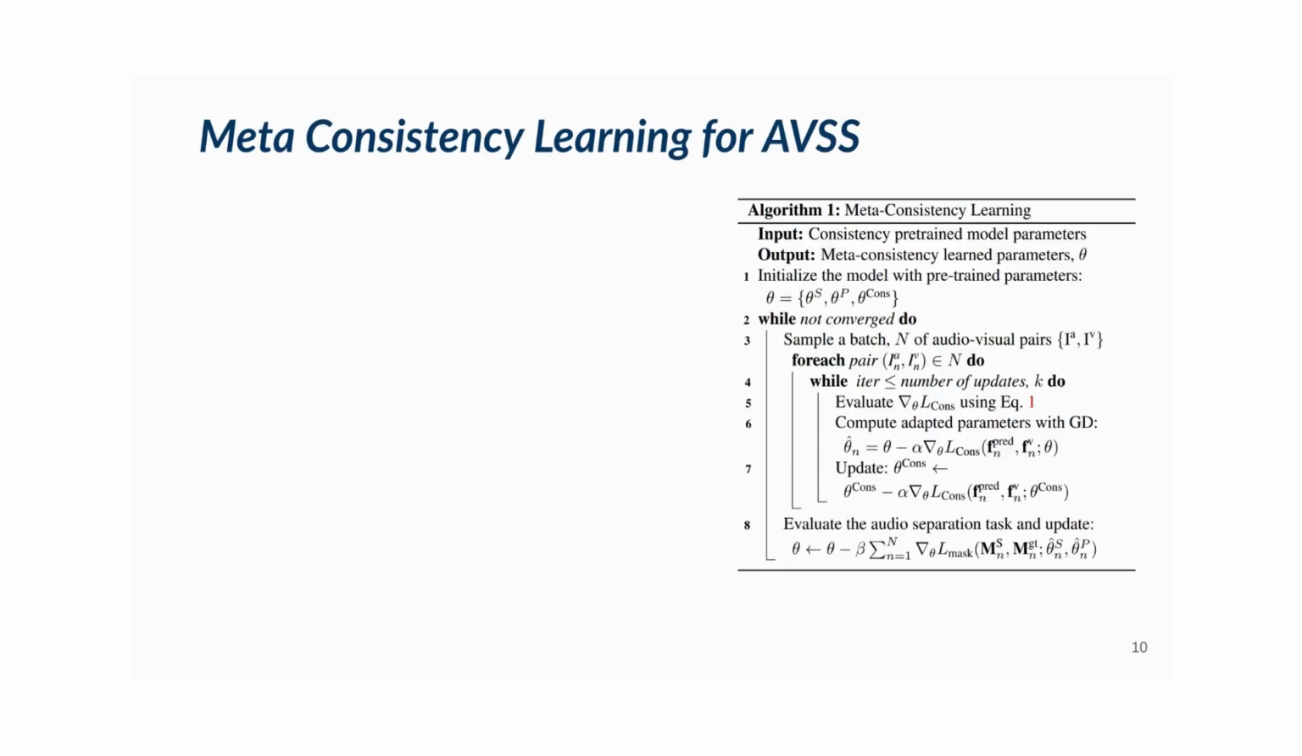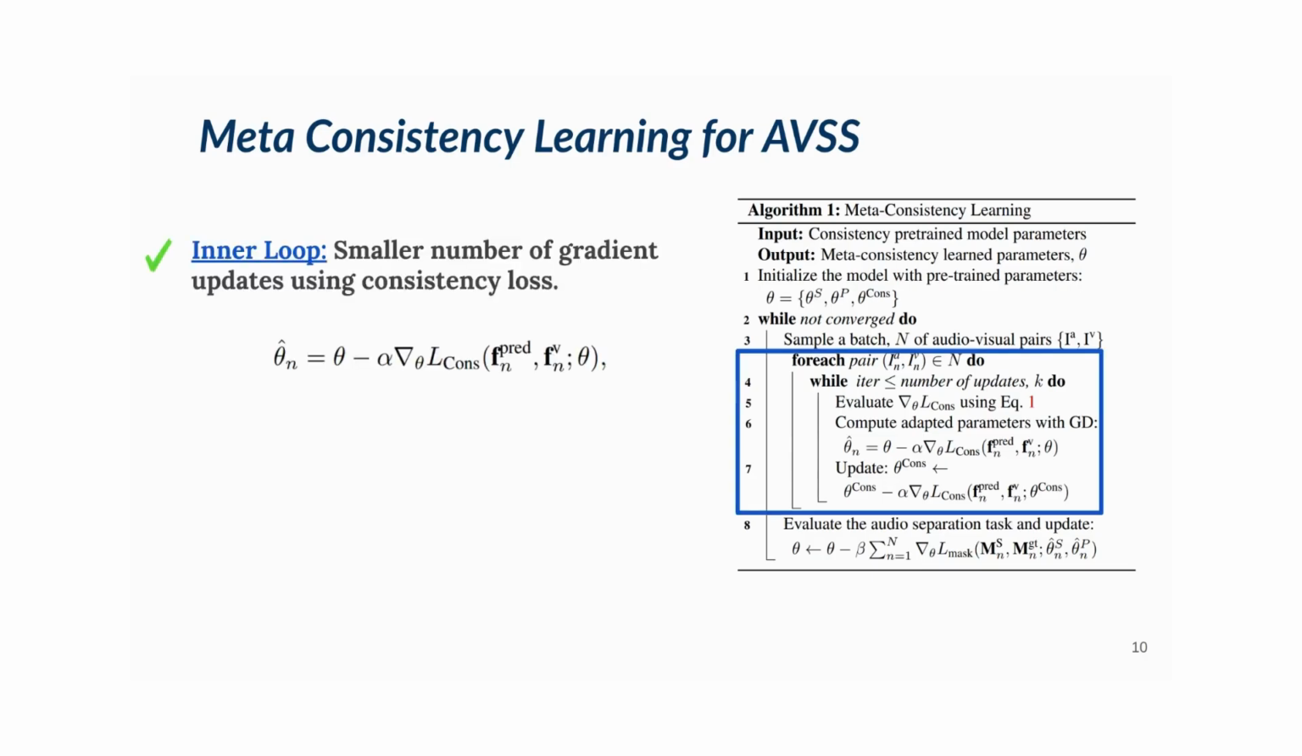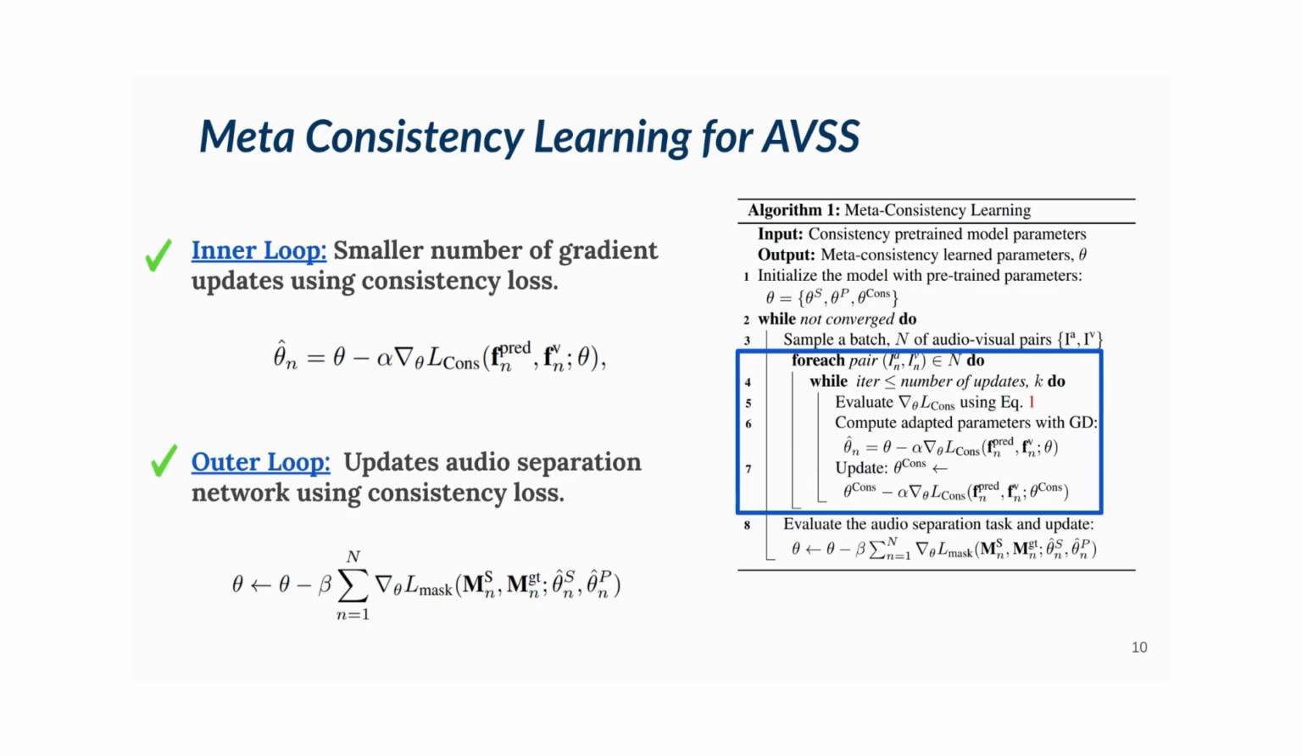So we also introduce a meta consistency training framework for audiovisual source separation, with the ultimate goal of further improving the separation results and adapting to known and unknown samples. During the inner loop training, given an audiovisual pair and the parameters of the pretrained model theta, we perform a small number of gradient updates on the input pair using the consistency loss. An outer loop updates the source separation network using mask prediction loss.